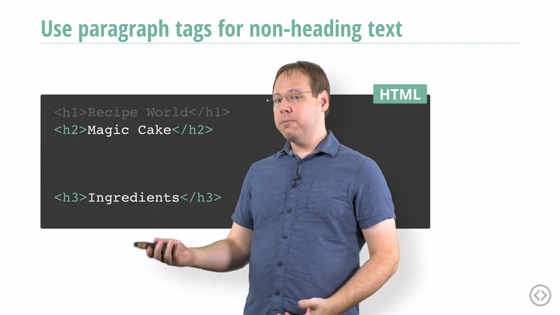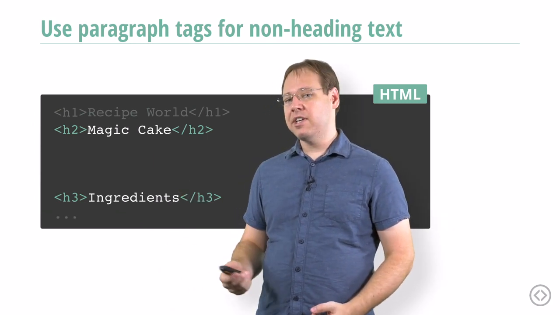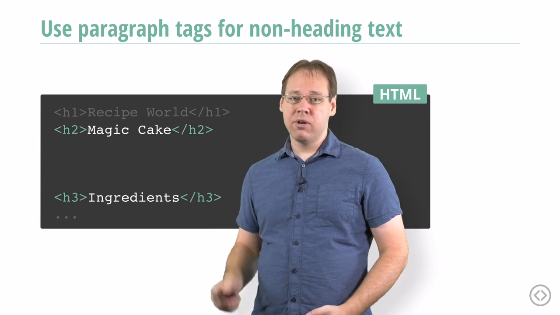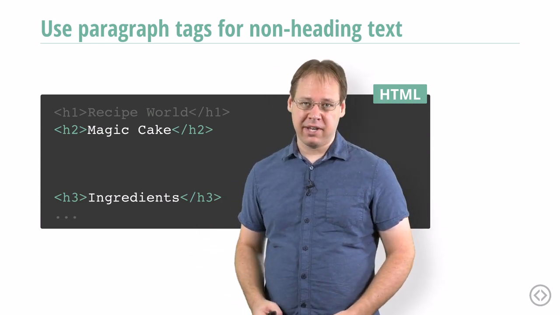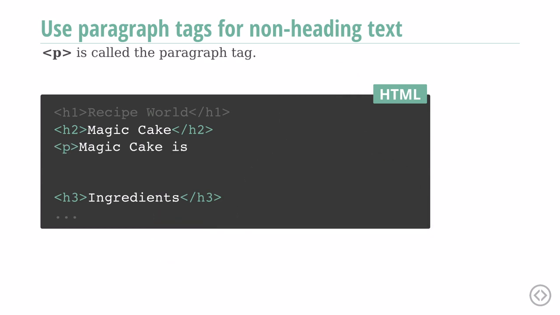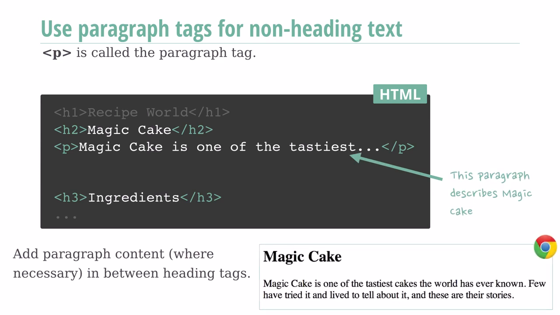Next, we'll add a description of our recipe. Now, anytime that you have text content on the page that's not part of one of the headers, it usually goes inside of a paragraph tag, which is written with a P. The name's a little misleading. You don't have to only put paragraphs in there. Even if you only have a few words to add that aren't part of a section title, you should put them in a paragraph tag.